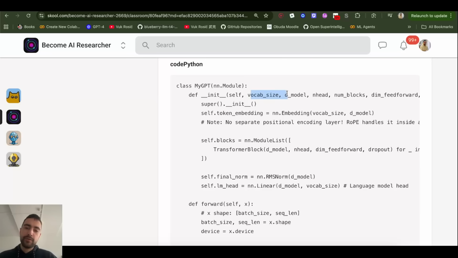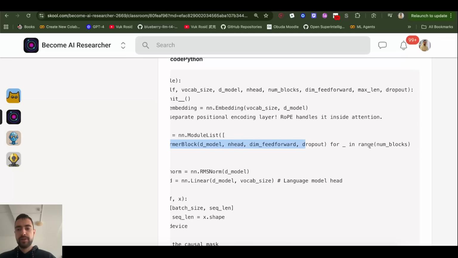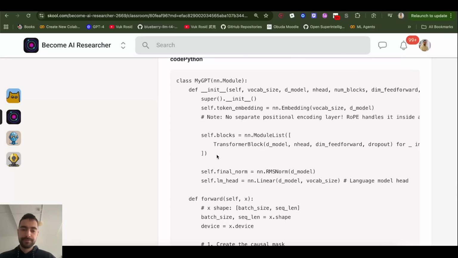Here we need the entire vocabulary of tokens. So the token embedding will just be all of the tokens, vocab size, and each of the tokens has its own embedding. So vocab size times the model dimension. Then we also define this list of transformer blocks that I was just explaining. We will just do multiple. The number of blocks is going to be 3 in our case, if you remember from the beginning of the video.